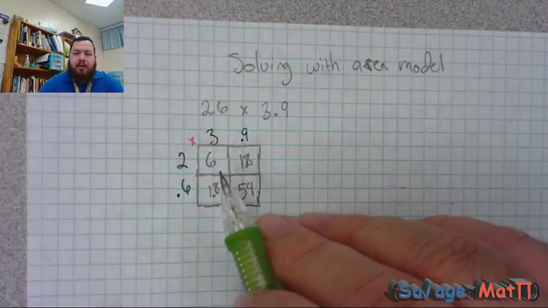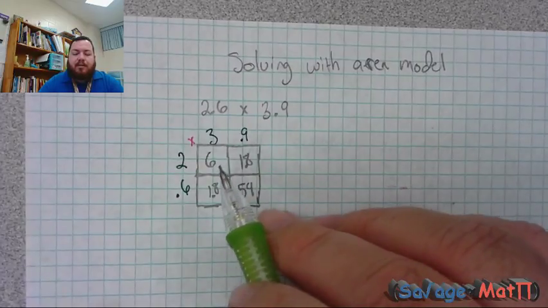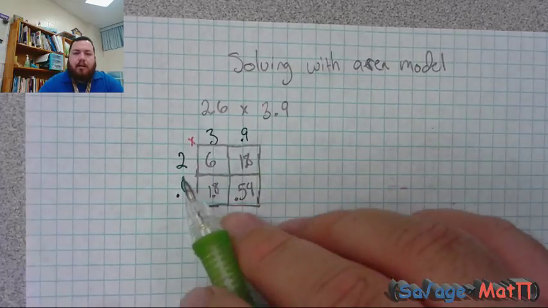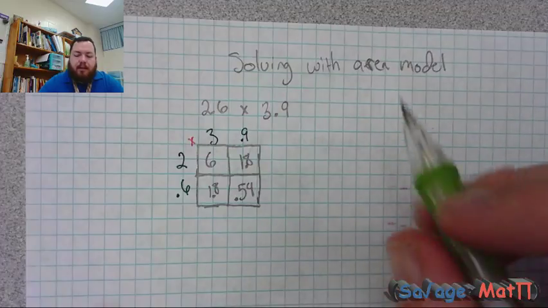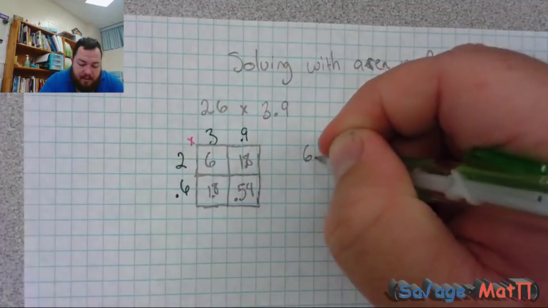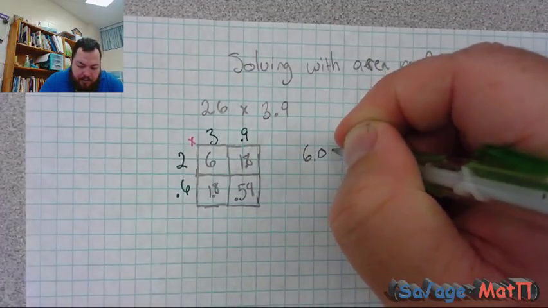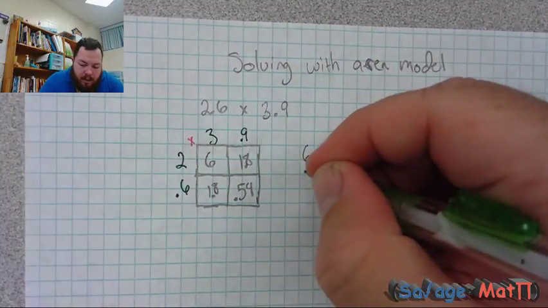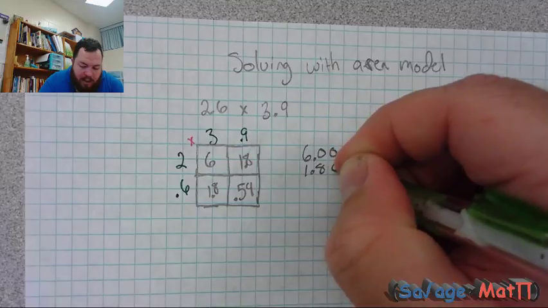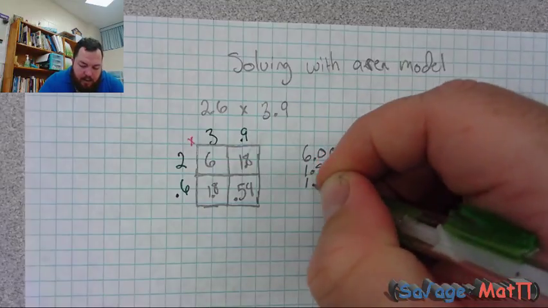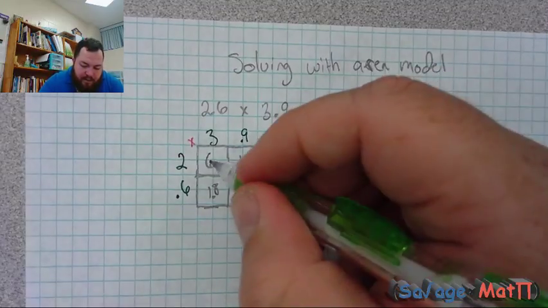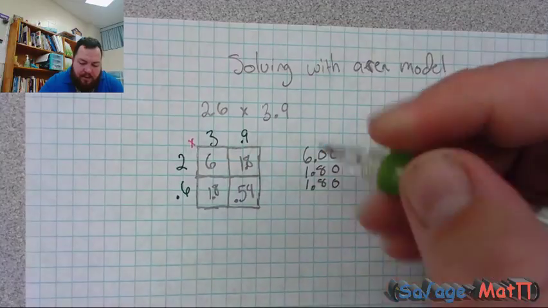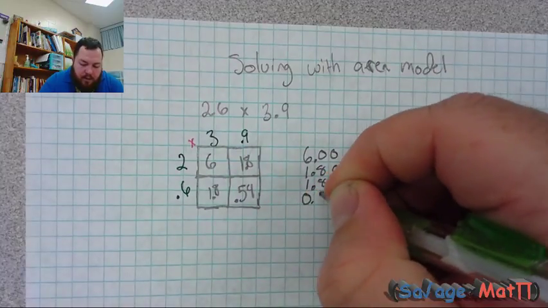Next thing I do with my area model is add these 4 together, because these are my distributive property that told me I could break it apart like this. I'm going to add 6, but I'm going to put 2 zeros behind it because I have something in the hundredths place. I'm going to add 1 8/10, or 1 80 hundredths, twice, and then 54 hundredths.